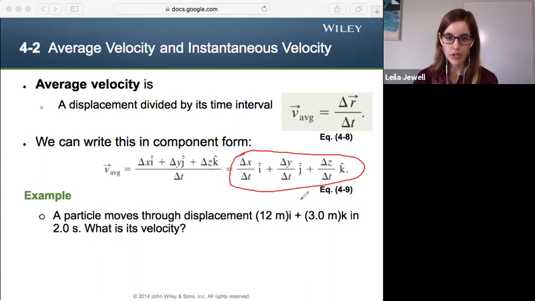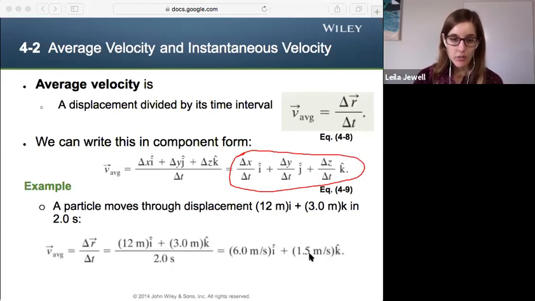So it says a particle moves through displacement 12 meters i hat plus 3.0 meters k hat in 2.0 seconds. What is its velocity? Well, if we want to find the velocity, we need displacement divided by time. So we can divide each of these numbers in the displacement by the 2 seconds, and we'll have our final answer. So the 12 divided by 2 becomes 6.0 meters per second. The units also go through there. And then 3 becomes 1.5 meters per second k hat. And that gives you the average velocity over that time interval.